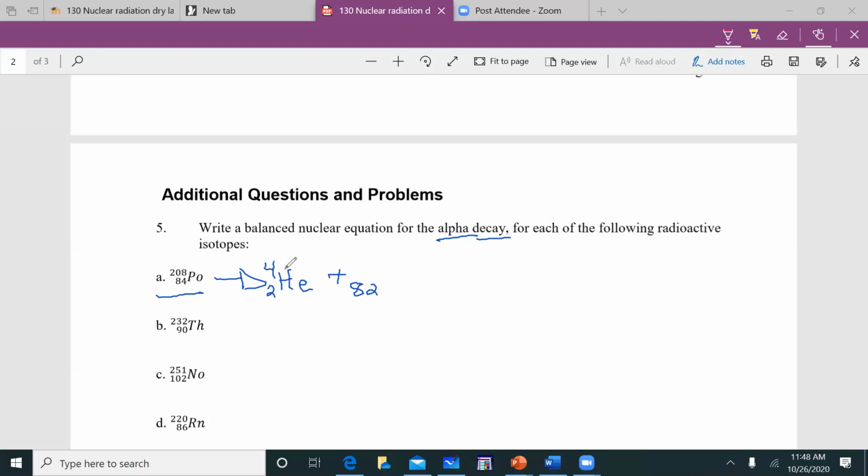Now I do the same thing with the top. I've got 208 here and I've got 4 of it being occupied here, so I'm going to make this 204. 204 plus 4 gives me 208. So we're good there. Now we need to write our symbol. We go to our periodic chart and we see what is 82. Oh, lead, okay. PB, 82.